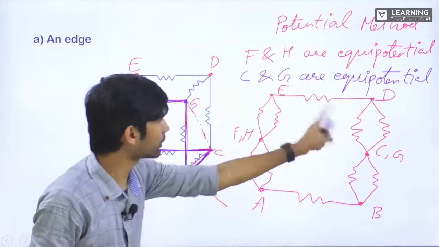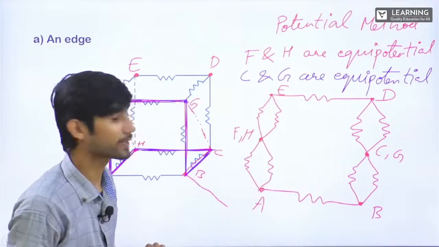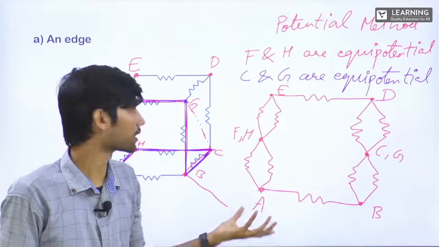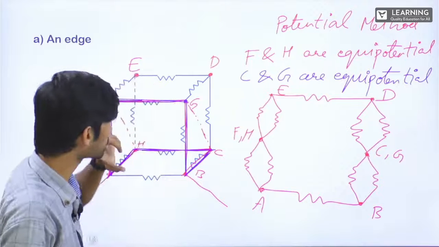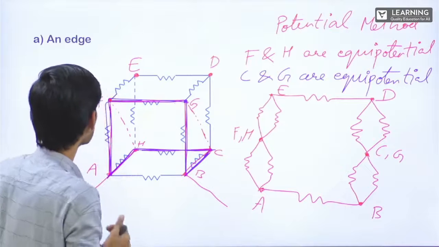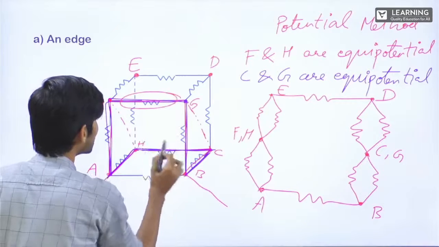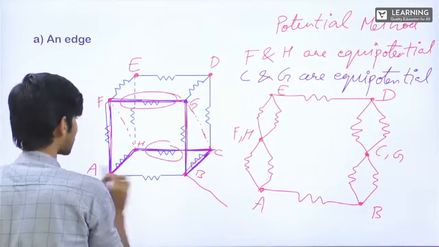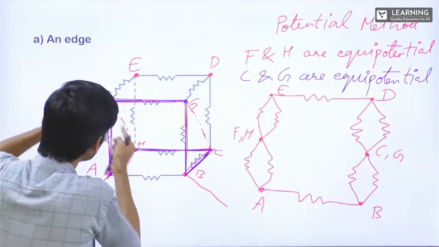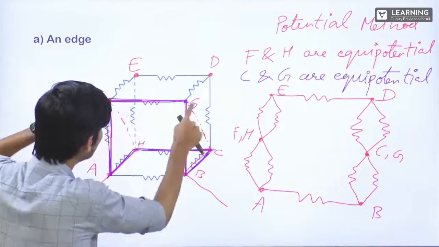How many have we counted? 1, 2, 3, 4, 5, 6, 7, 8, 9, 10. There are a total of 12 resistors in a cube, 12 edges, 12 sides. 2 resistors are left. Which are those two? Okay, if you see, this resistor and this resistor are left. Now understand, I am joining these 2 points and these 2 points, just see these 2 resistors.